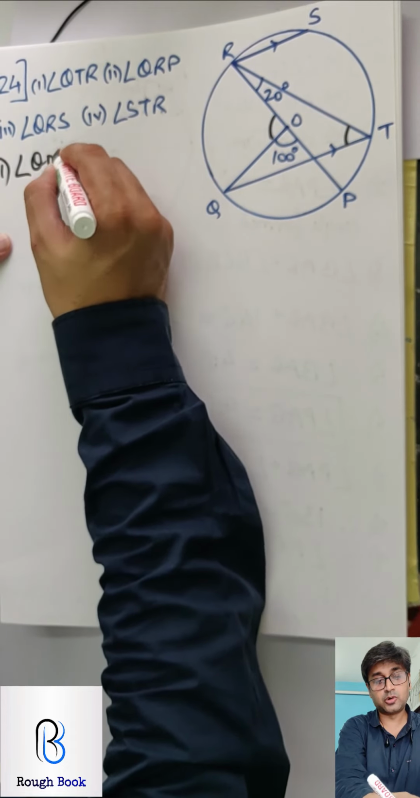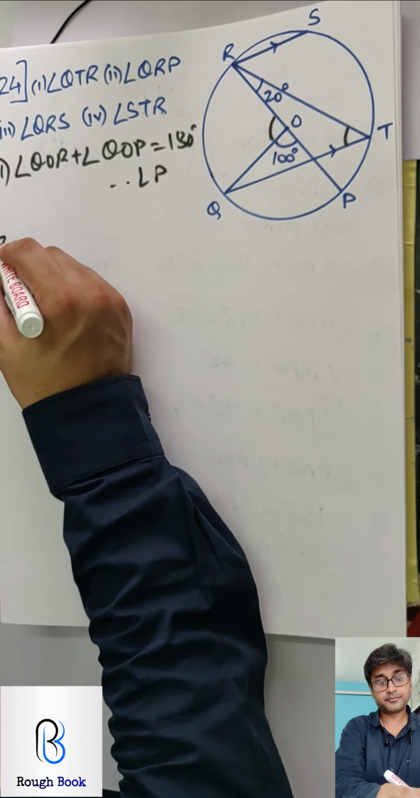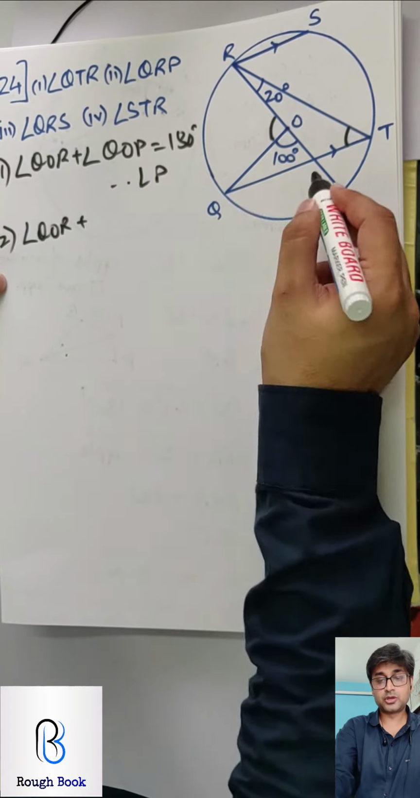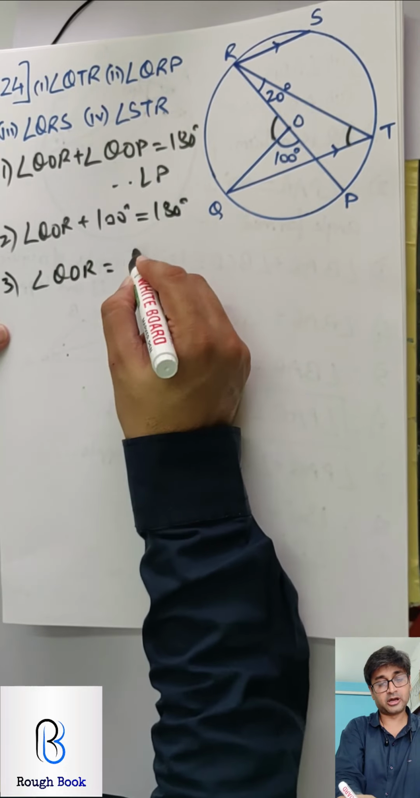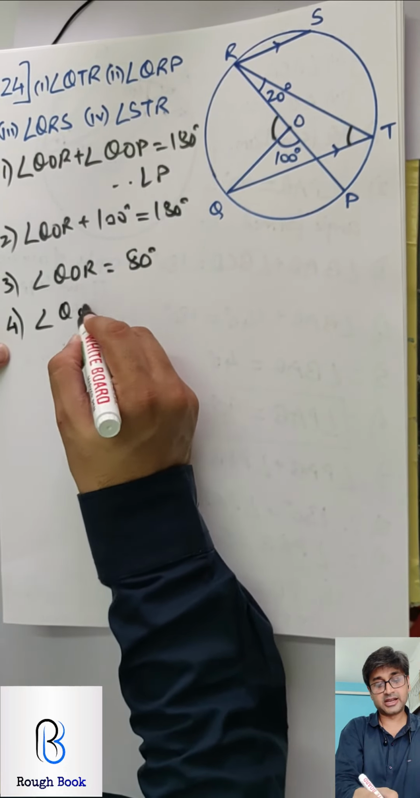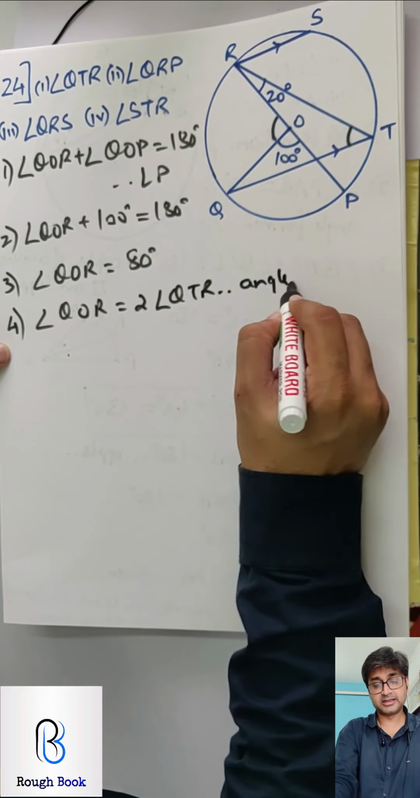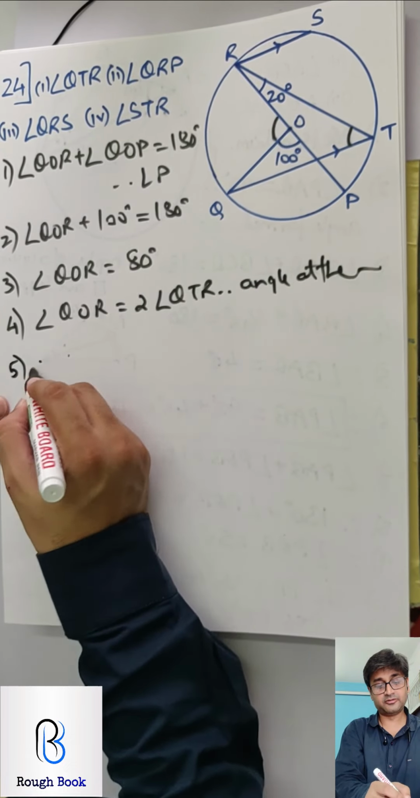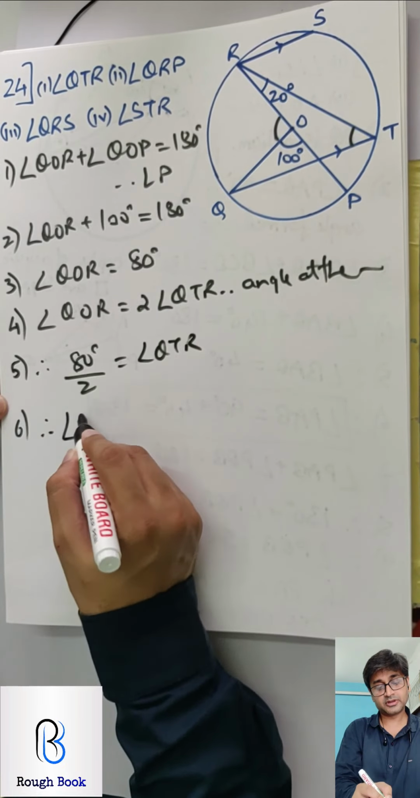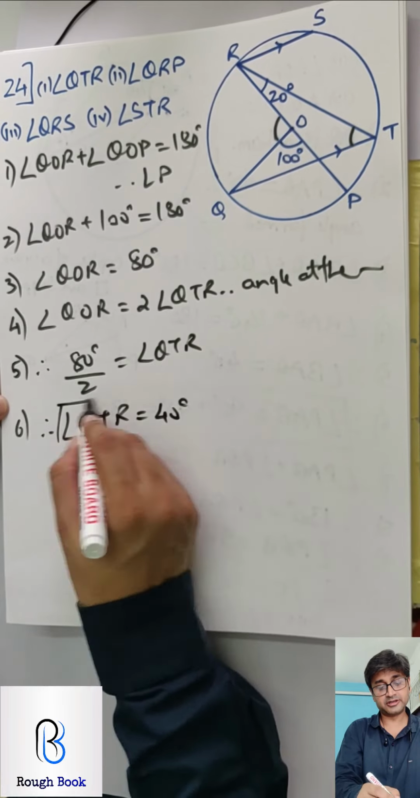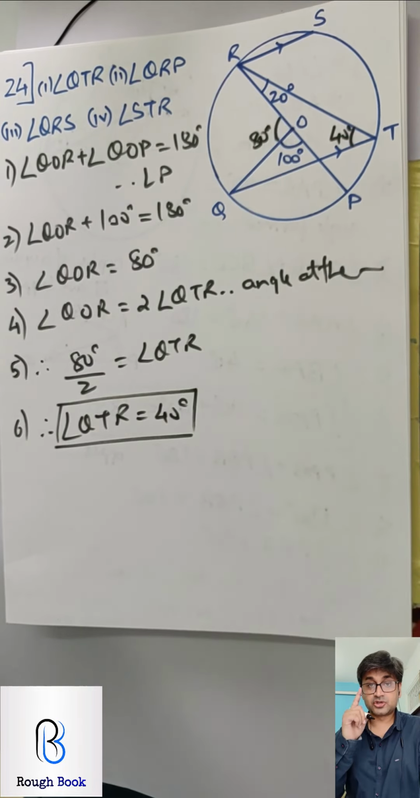So first I will say QOR plus QOP equals 180, linear pair. So QOR is unknown, QOP is 100, equals 180. So therefore QOR becomes 80. And then we will use angle at the center. So QOR is double of QTR. So you can state angle at the center is double the angle on circumference. So QOR 80 divided by 2, I will get my first part, that is angle QTR as 40 degrees. Put a box. So this is 40 and this is 80. So we managed to get the first one.